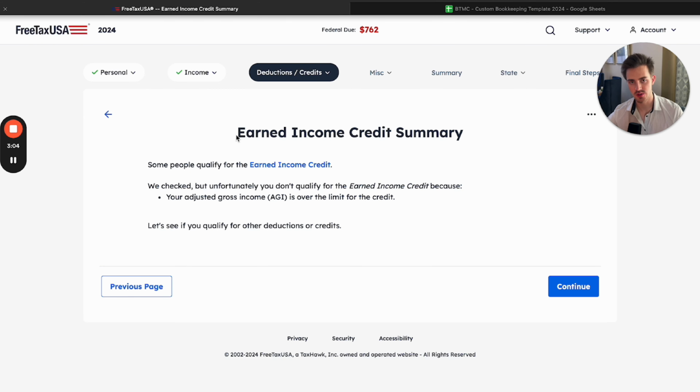This is FreeTaxUSA letting you know if you qualify for the earned income credit. This depends on your age, your number of kids that you're claiming, and how much income you had. They'll give you the reason as to why or why not you weren't able to qualify for it. In my case, it's because I had too much income, but this screen will let you know what kind of credit you're getting if you do qualify for that earned income credit.